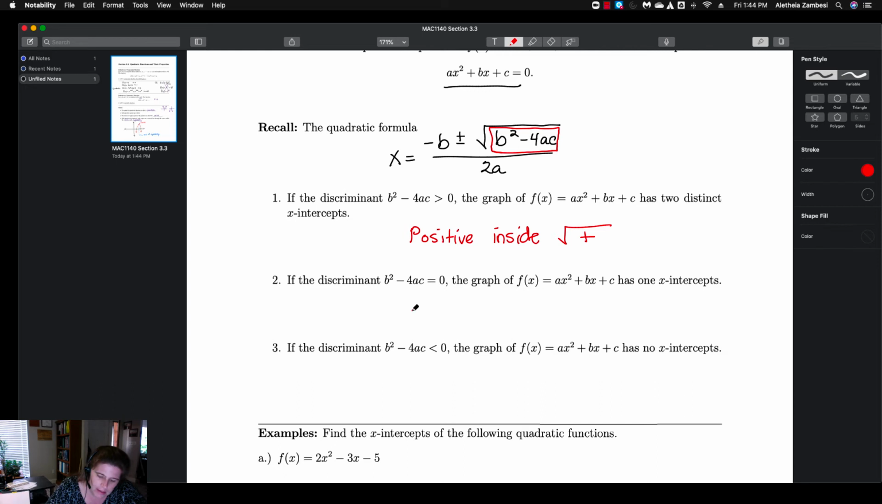So if inside the square root equals 0, then you have something that comes down and just touches the axis and goes back out. It could also come in from the bottom, touch the axis, and go back out. The first case is something that either starts below and opens up or starts above and opens down. So two distinct zeros.